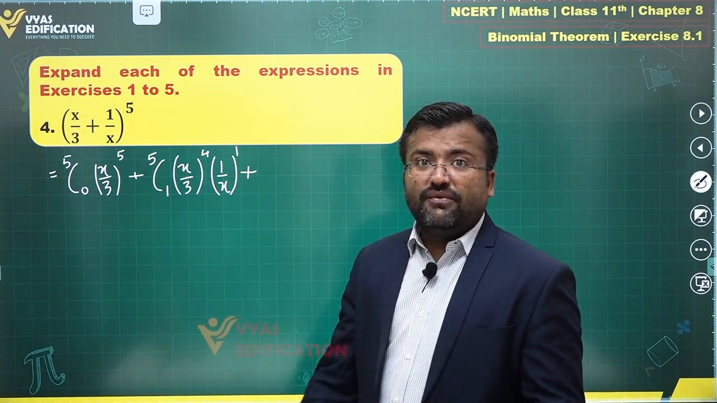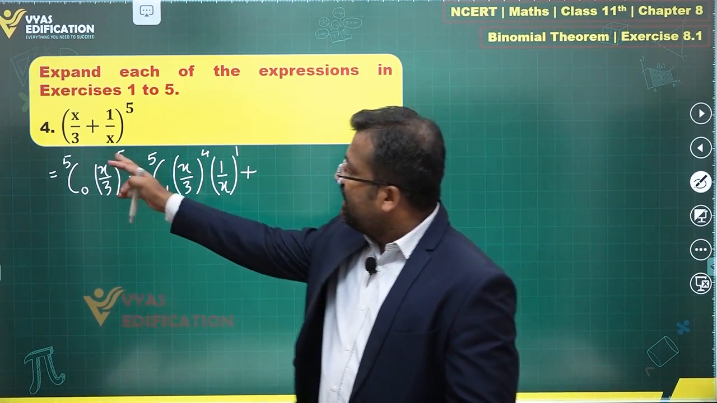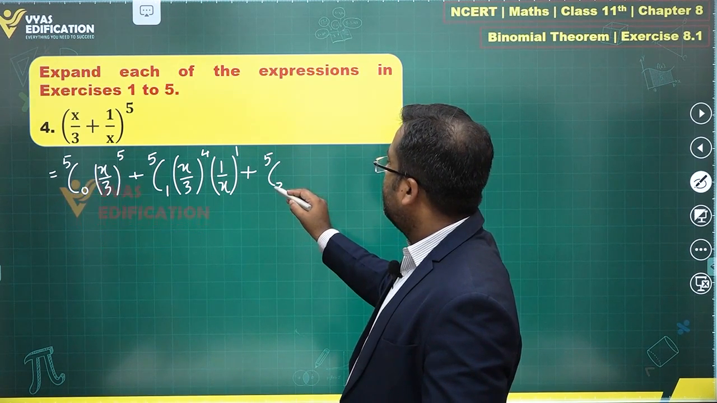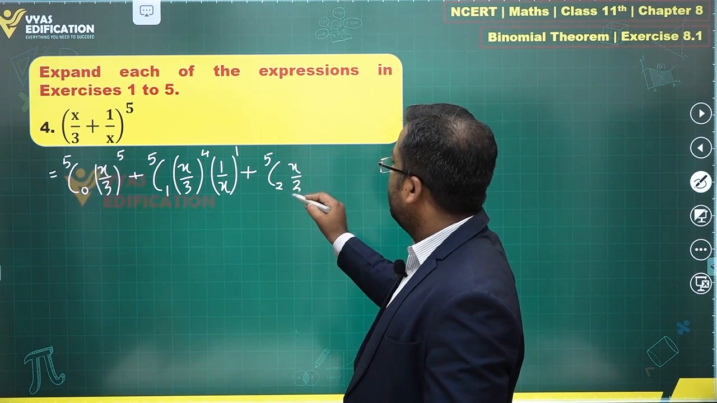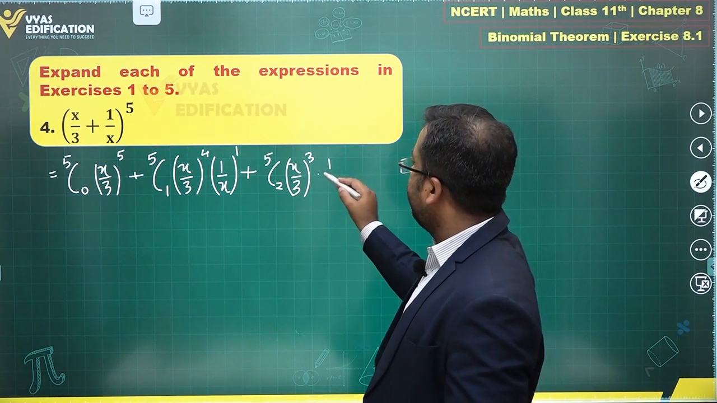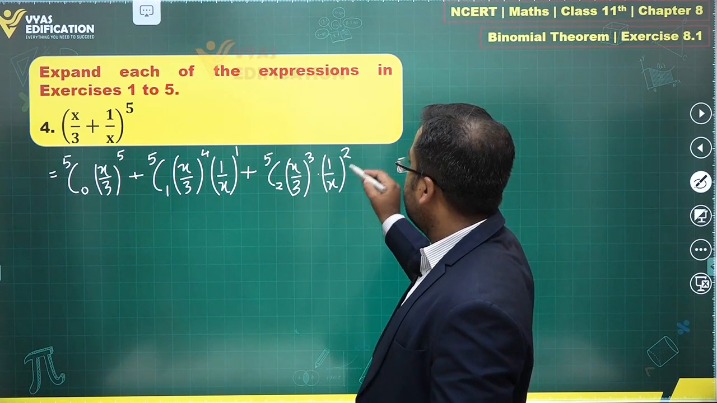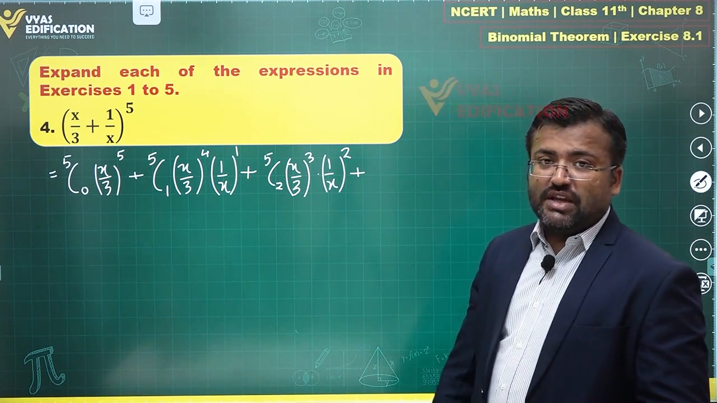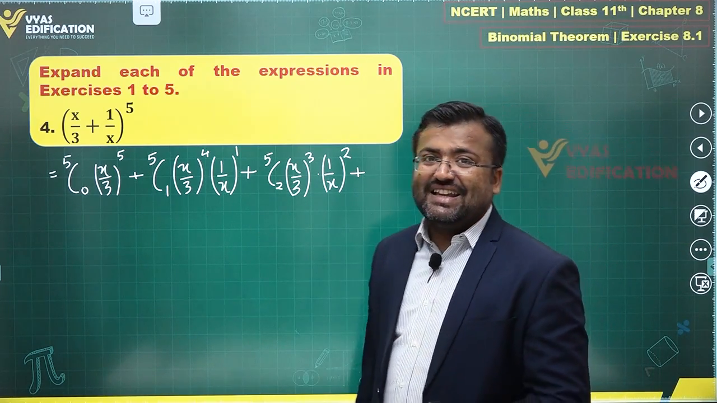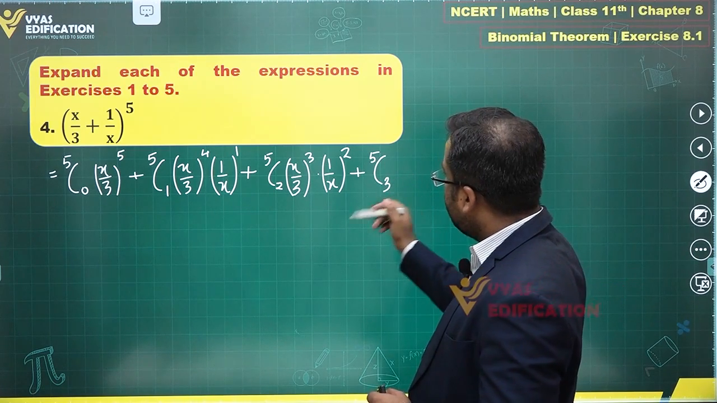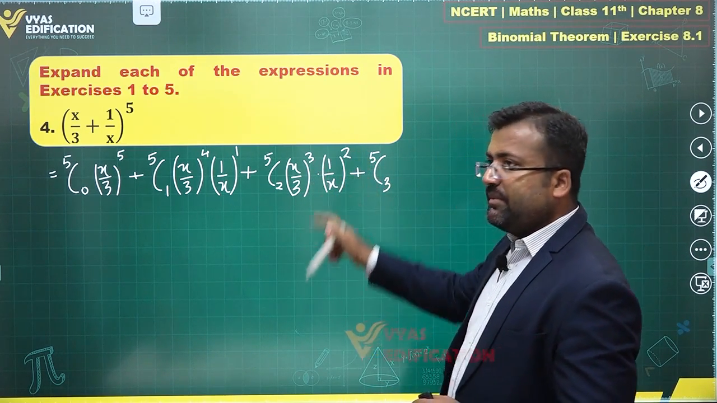Plus the next term will be 5c2 (x/3) power 3 times (1/x) power 2. For the next term, you can observe that the power of x/3 is reducing by 1 unit and the power of 1/x is increasing by 1 unit. So the next term will be 5c3 (x/3) power 2 and (1/x) power 3.